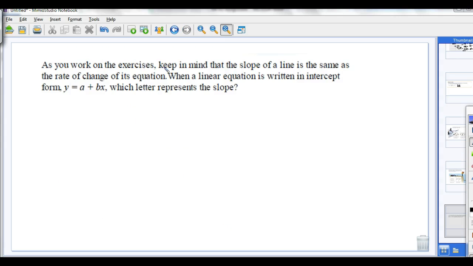And lastly, as you work on exercises, keep in mind that the slope of a line is the same as the rate of change of its equation. When a linear equation is written in intercept form, y equals a plus bx, which letter represents the slope? Of course, the slope is the coefficient, the rate of change, which is going to be b. B is the letter that represents the slope because it's the coefficient of x. All right, good luck.